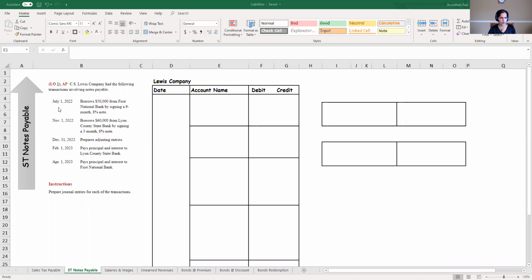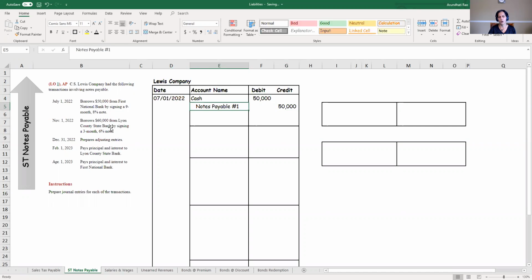So let's start with the first transaction. On July 1st, 2022, we borrowed $50,000 from First National Bank by signing a 9-month 8% note. So let's start first with our journal entry. On July 1st, the journal entry is fairly straightforward. I borrowed money, so cash debit. The amount is $50,000. This money has to be repaid, and I'm going to credit notes payable.